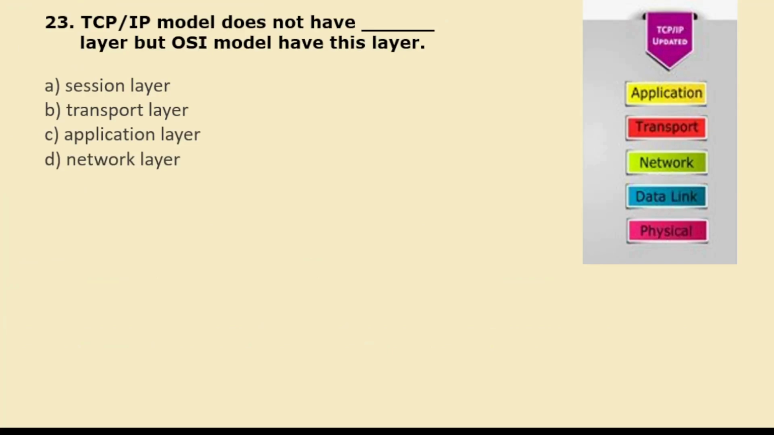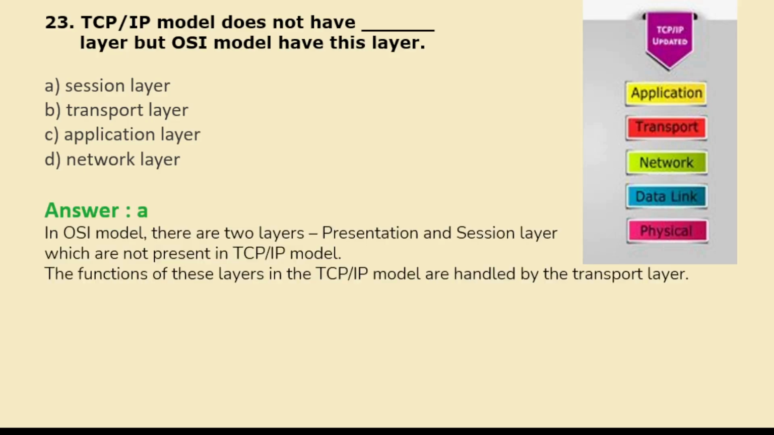Our next question is, the TCP/IP model does not have dash layer, but the OSI model has this layer. So this is another model called TCP/IP. So the question is, which layer does TCP/IP not have which OSI has? A. Session layer, B. Transport layer, C. Application layer, D. Network layer. So the correct answer is A. Session layer. In the OSI model, there are two layers, presentation and session layer, which are not present in the TCP/IP model. The functions of these layers in the TCP/IP model are handled by the transport layer.